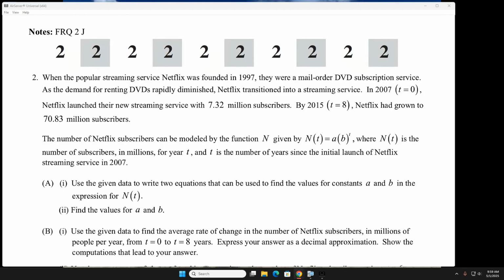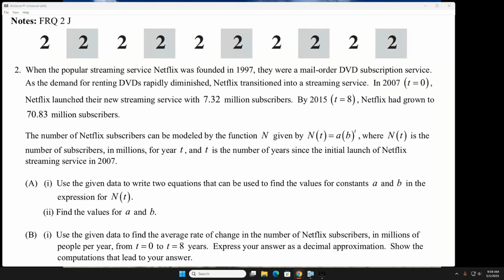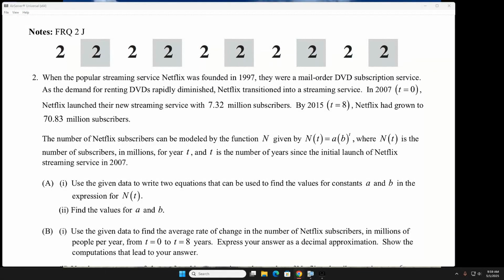So on this particular one, I don't know if you guys know this, your parents might have told you, that when the popular streaming service Netflix was founded in 1997, it was a mail-order DVD subscription service. So you would choose the DVDs you wanted to watch, and they would mail them to your house, and then you would watch them and then mail them back to Netflix.